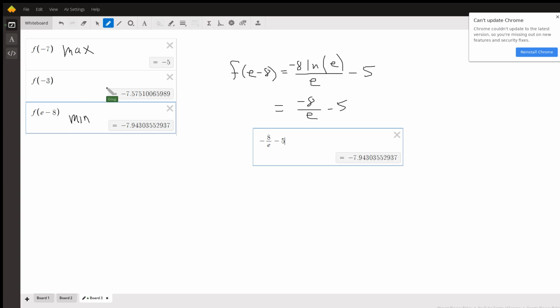And if you want an exact value for f of e minus 8, this is what you would do right here. Plug in e minus 8 for x. ln of e is 1, so we get -8 over e minus 5. You could get a common denominator and combine these two terms. But there is one exact answer, which is this f of e minus 8.